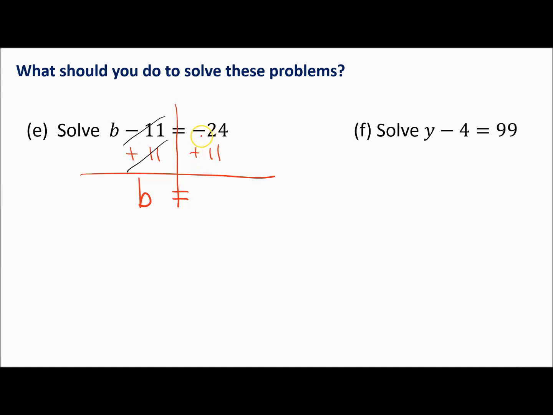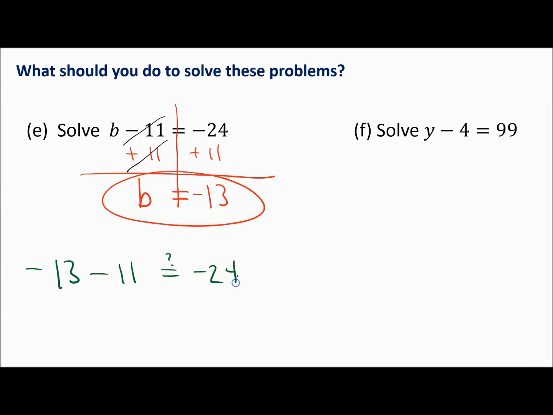Remember, you're adding opposite signs here, which means you really subtract. 24 minus 11 is 13, and you keep the sign of the weightier one, which is the negative guy. So b equals negative 13 is my answer, but I need to check it. Okay, so I'm going to remove the b and replace it with negative 13 minus 11. Is that really equal to negative 24?